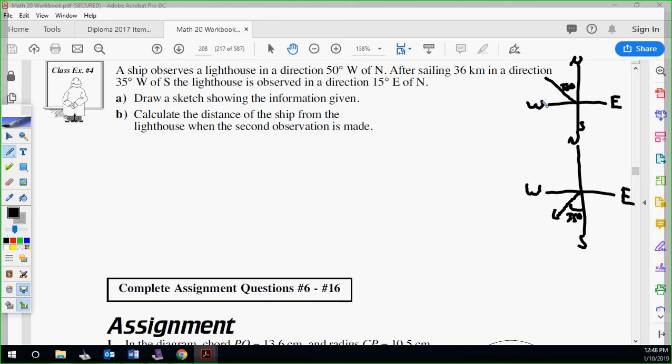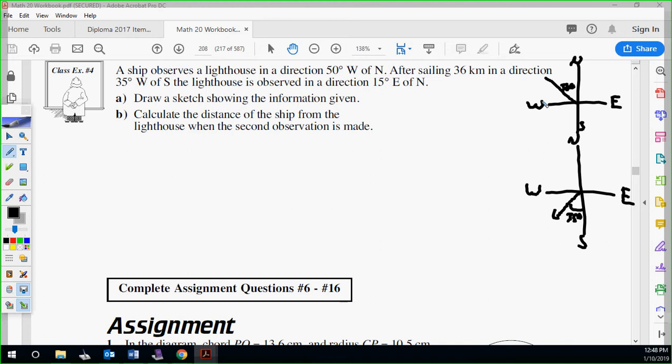Then he observes the same lighthouse from that new location, and it's now 15 degrees east of north. So essentially what's happened is he viewed the lighthouse from the bank, and he sailed down a little bit, and now he's turned and he's seeing it from a different perspective. That's what's happening. Okay? So let me draw what's happening.